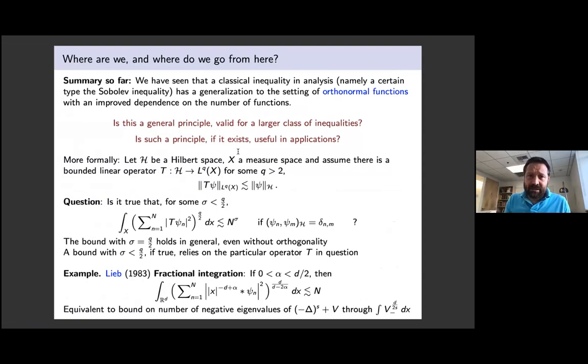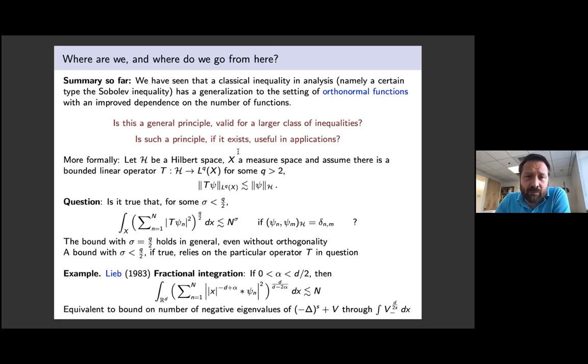Is this a general principle that is at work here? And if there is such a principle, can we use it for something? I mean, the Lieb-Thirring inequality has proven so useful in so many different contexts that you could hope that you find something similar in different setups.